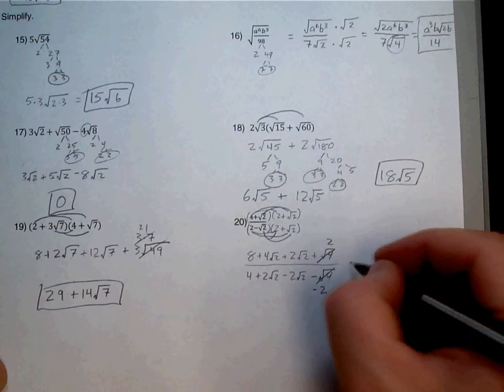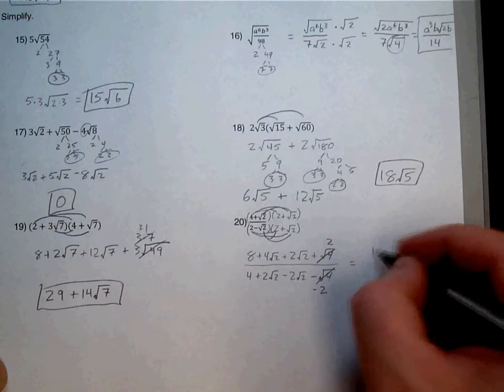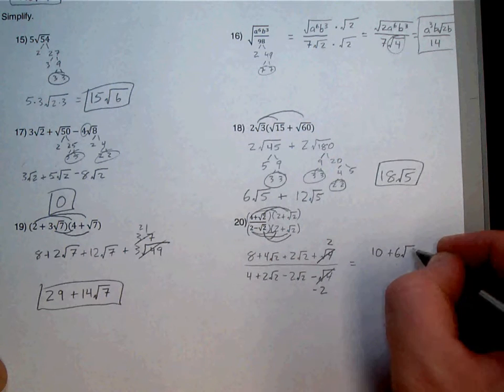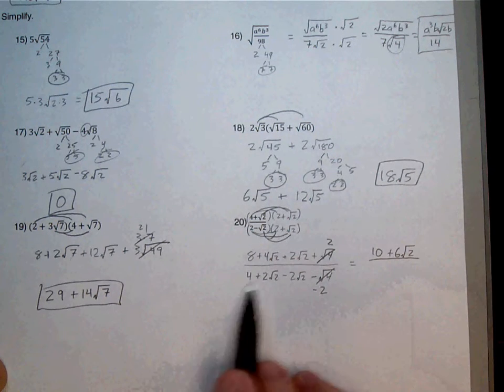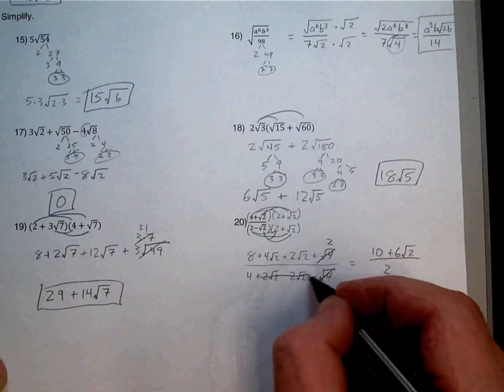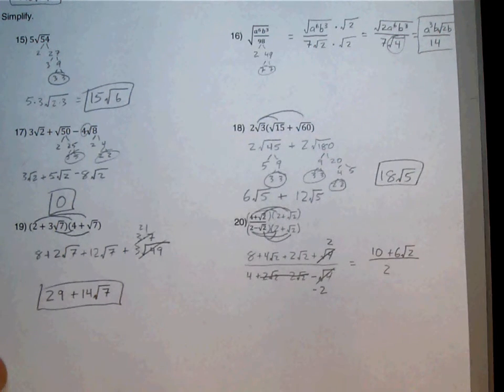Combine the like terms on the top. 8 plus 2 is 10. 4 square roots of 2 and 2 square roots of 2 makes a total of 6 square roots of 2. In the bottom, 4 minus 2 is 2. 2 square root of 2, negative 2 square root of 2, they cancel out, they make a 0. So I'm left with this.